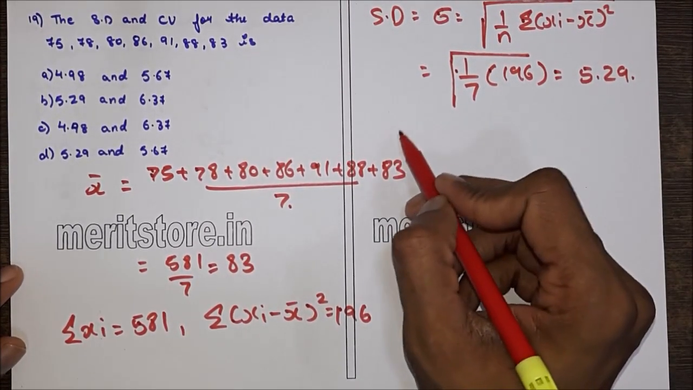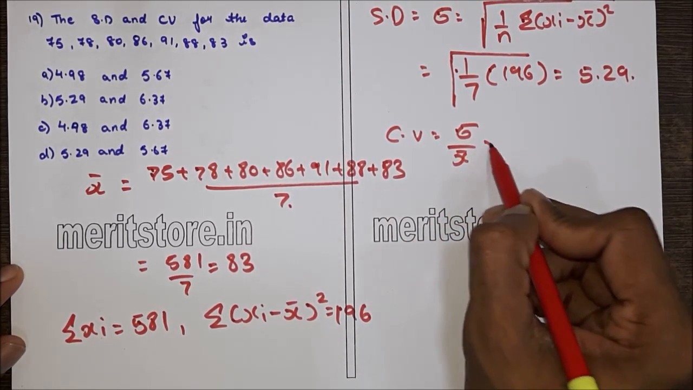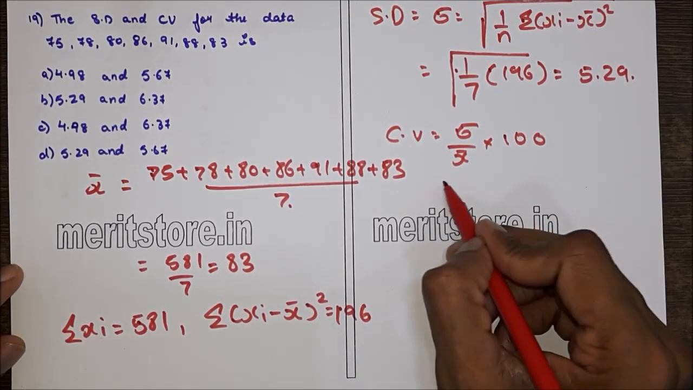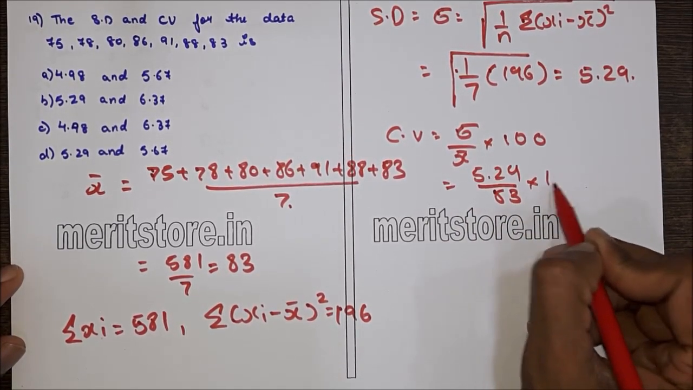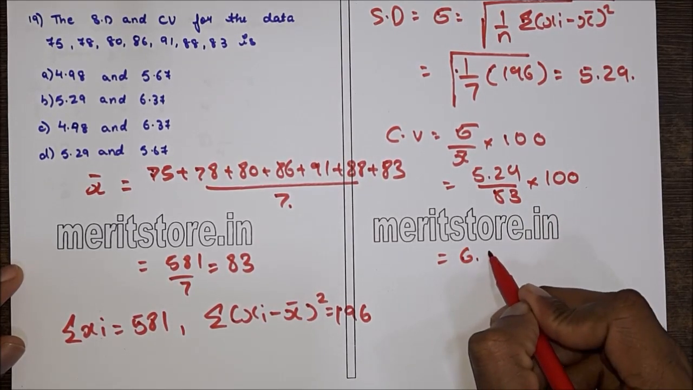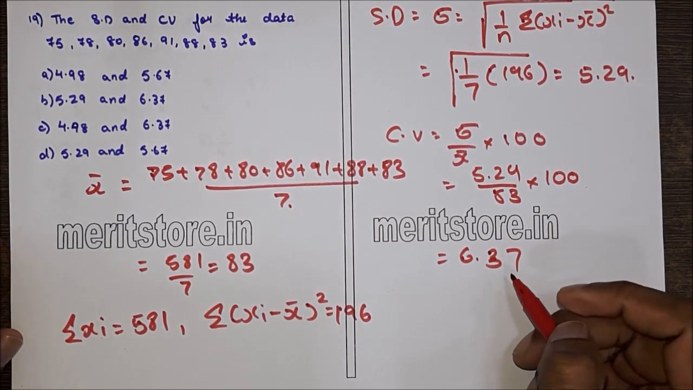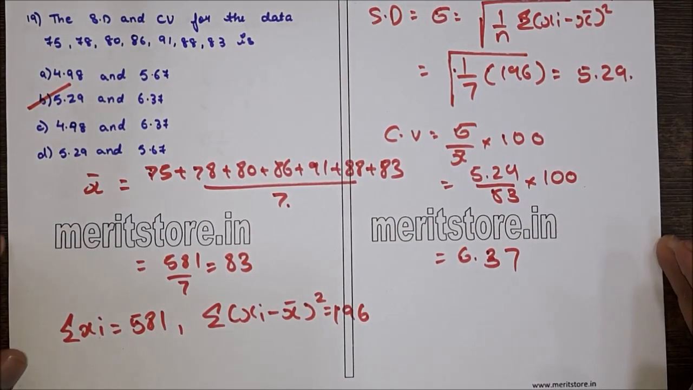So for the coefficient of variance, we have CV is equal to sigma upon x bar into 100, which is equal to 5.29 by 83 into 100. Solving this, we get 6.37, which matches with option B. Therefore, option B is the correct answer.